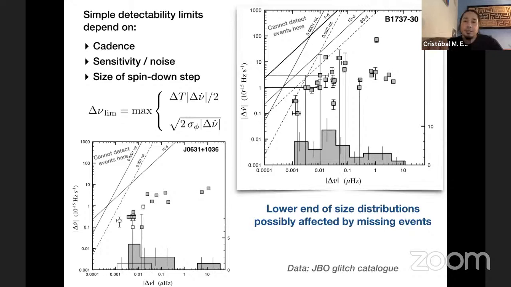We can see that the glitches lie in the area in which we can detect, but we don't know how many glitches are above these lines, because we cannot see events there. So we really don't know what happens with the size distribution of this pulsar because of detectability limits. In this case, we really need to improve. We need at least to observe this pulsar daily, for example, and with very sensitive instruments, in order to probe the distribution of sizes towards the lower end.